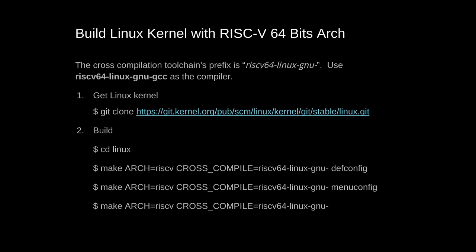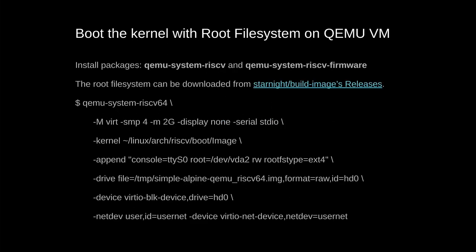And let's talk about the RISC-V 64-bit architecture. The cross-compiler toolchain is the riscv64-linux-gnu-gcc, and we use the same Linux stable kernel. Also use the default RISC-V build config as the baseline, then tweak it with a manual config and build a kernel. To have the QEMU VM, I install qemu-system-riscv and the QEMU system RISC-V firmware, which includes OpenSBI for RISC-V. I can use this command to boot the QEMU RISC-V 64 VM with the kernel we just built and the image downloaded from the release page.